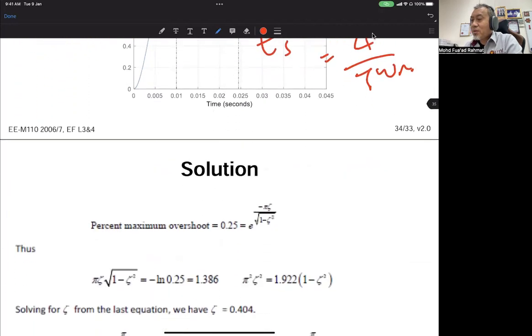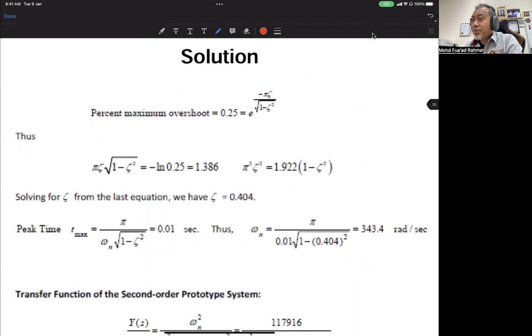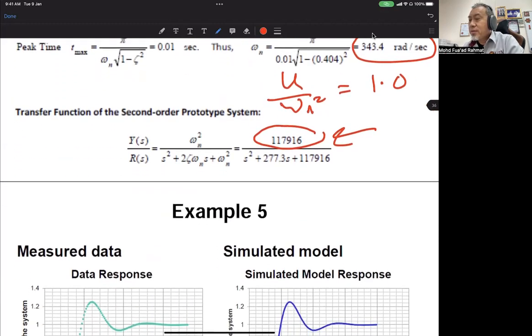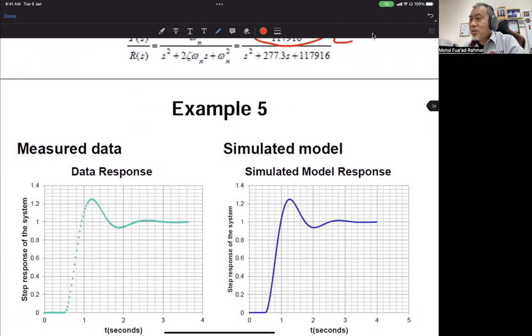So the solution is shown here. Zeta value is 0.404, and then omega n is 343.4 radian per second. Then the K value is 117.16, where this comes from 343.4 squared multiplied by 1.0, so you get this, right? So this is our target.